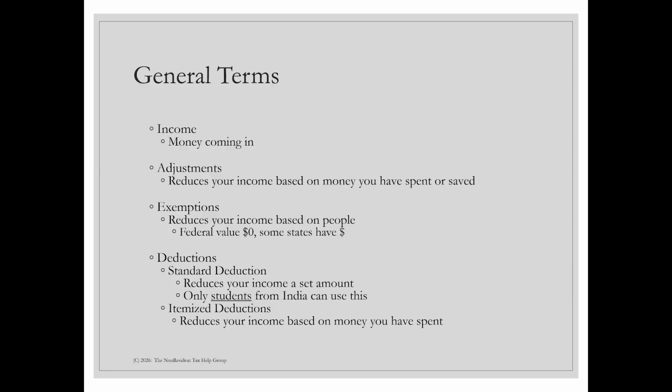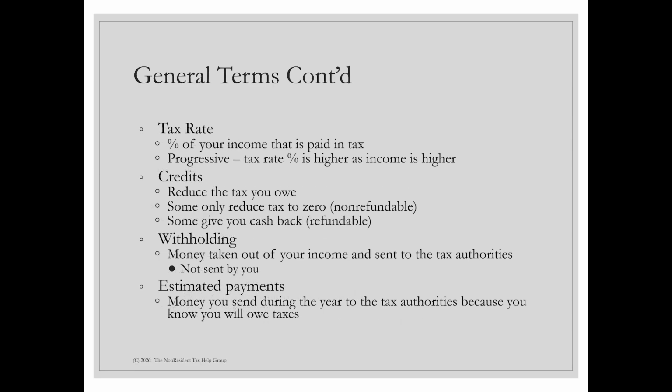Everyone else, you itemize your deductions, which means you, again, reduce your income based on money that you have spent on certain things. You take it times the tax rate when you find your taxable income, the percentage of your tax that's paid. It's a progressive tax, which means as you earn more money, you will pay a higher percent in tax. It starts at 10% and goes up from there.